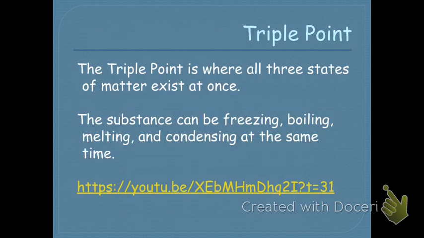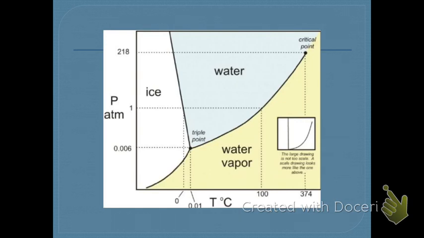So now we have the triple point. The triple point is where basically all three states of matter exist at once. These instances can be freezing, boiling, melting, and condensing all at the same time. So where all these three phases meet right here is called the triple point. And at this point, similarly to how all these lines have both states of matter existing, at the triple point, all three states of matter will exist.